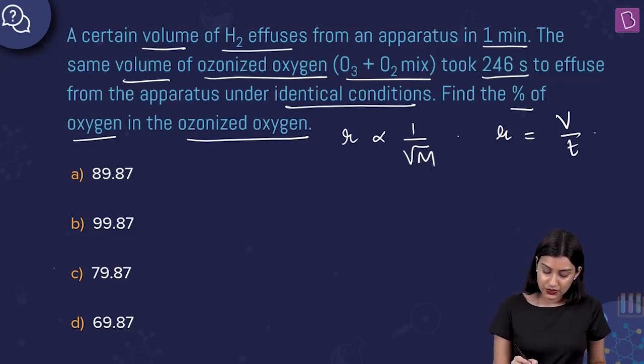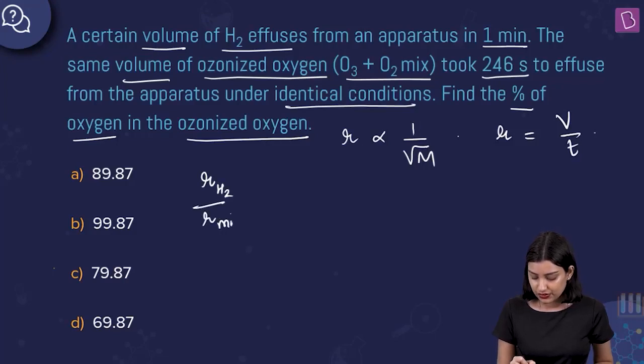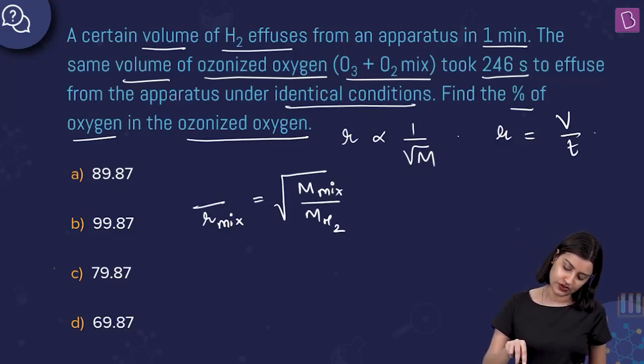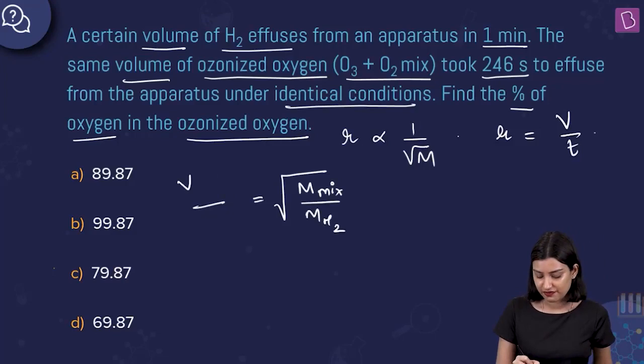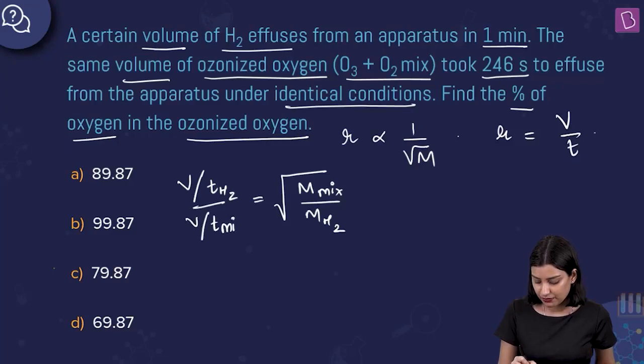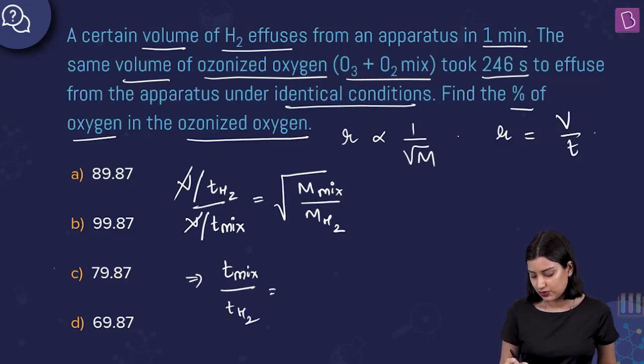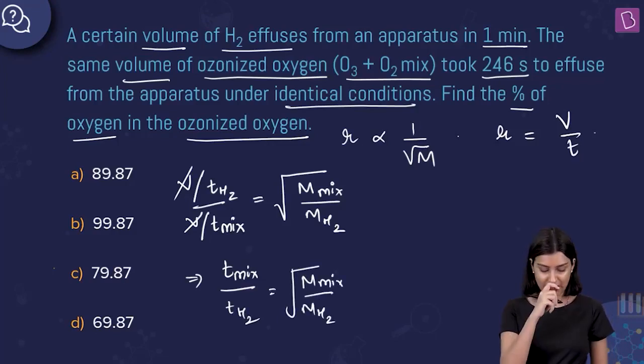So I'll say R of H2 by R of mixture, where the mixture is your ozonized mixture, is equal to under root of molar mass of mixture divided by molar mass of H2. Now here, instead of R of H2 and R of mixture, I'll write it as V divided by T of H2 and V divided by time for the mixture, which means my V and V will get cancelled again. So the equation that you have to solve is T mix divided by T H2 is equal to under root of M mix divided by M H2. This is what you have to solve.